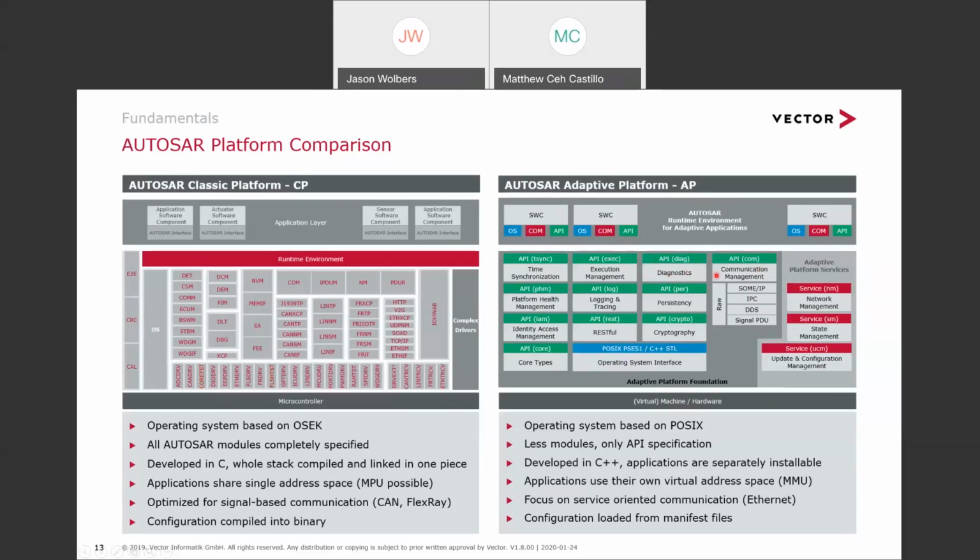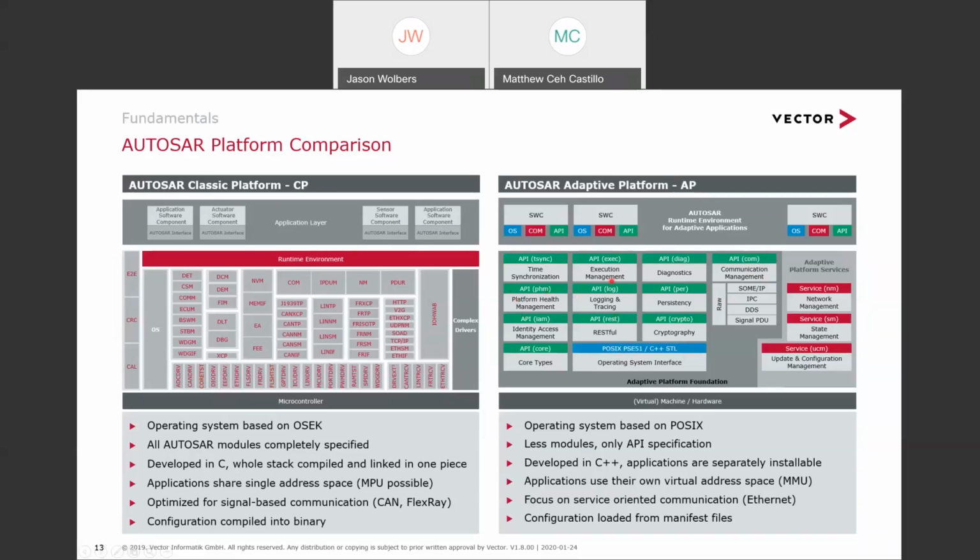We have communication management. This is roughly the equivalent of RTE plus COM in the classic domain. So this is the main interface to the application for doing any kind of serial communication or talking either between ECUs or also between different processes within your own ECU. We have platform health management. This is roughly the equivalent of a watchdog stack.